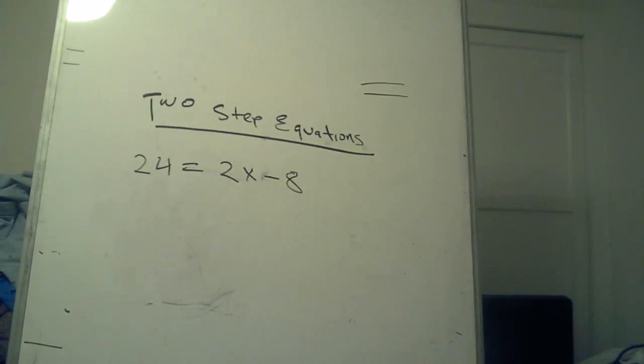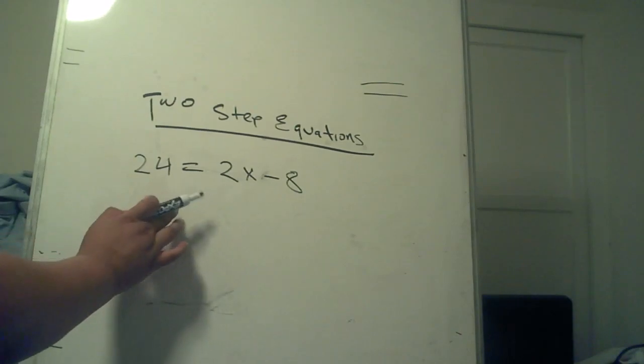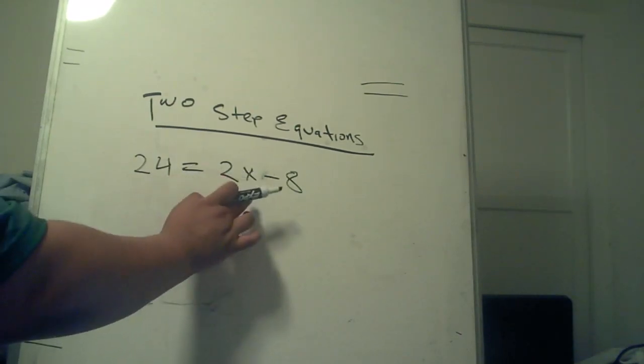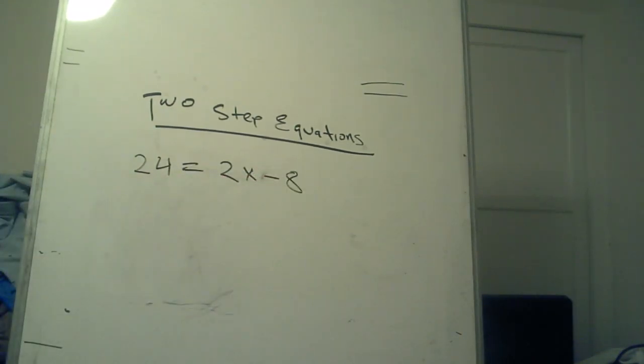Welcome guys. In this video we're going to talk about something called two-step equations. In my other videos we talk about one-step equations. Two-step equations is basically an additional operation to what we just did in other videos from one-step equations. As you can see on the board, we have 24 equals 2x minus 8. So in order to solve for x, we need to use two operations.